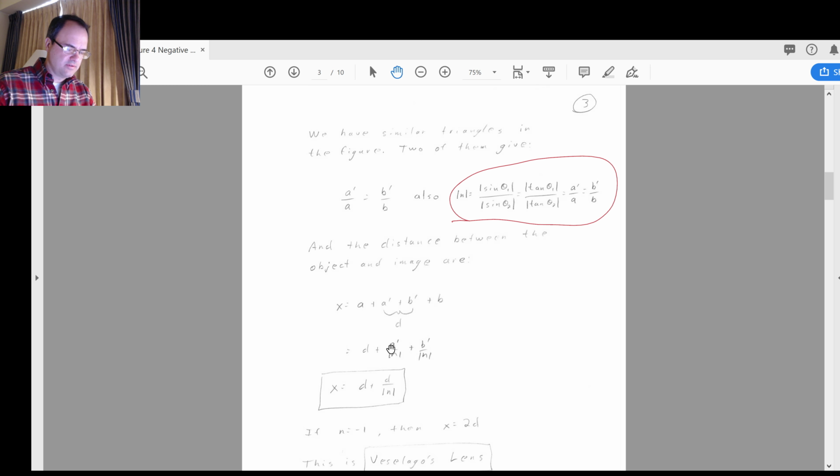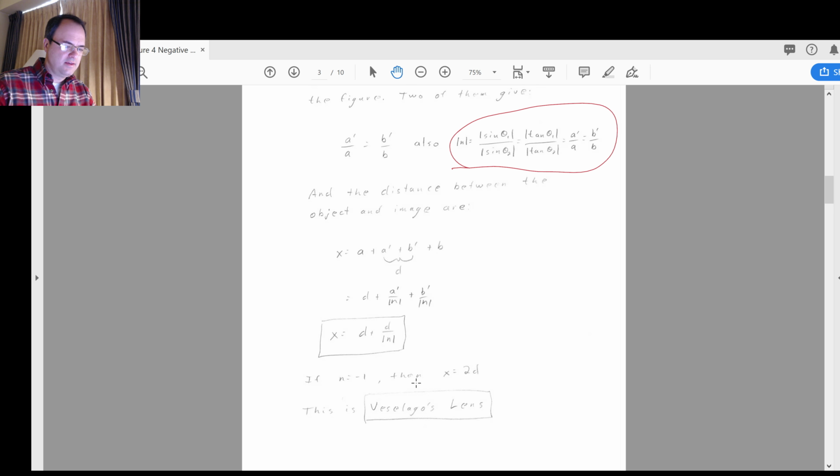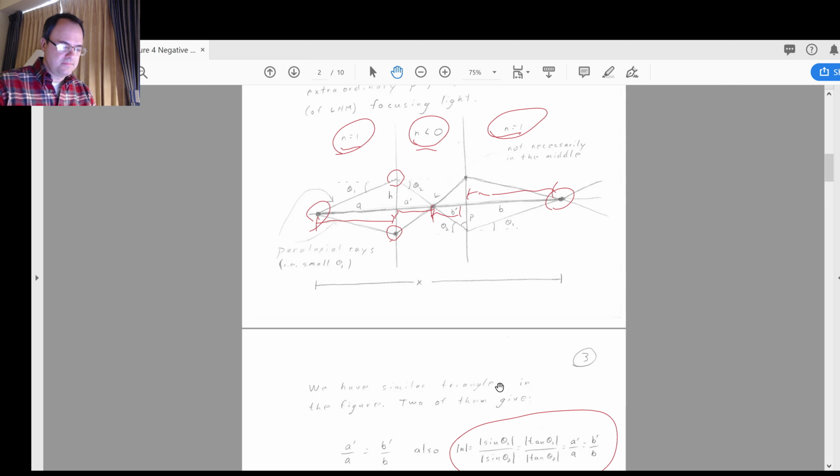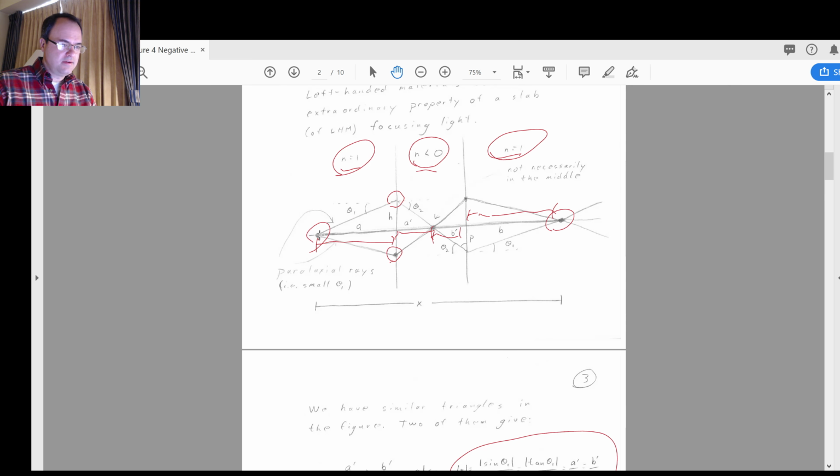So we have a common factor of 1 over n. Bring that out, and then we have A prime plus B prime, which is equal to d again. And so we see that for these rays, the distance x is equal to d plus d over the magnitude of n. So if n is equal to minus 1, then x is equal to 2d, and this is Veselago's lens. Meaning that these rays will be captured right here.